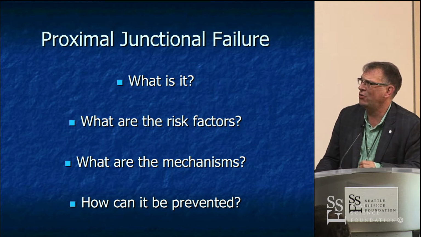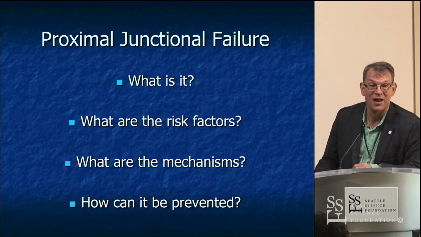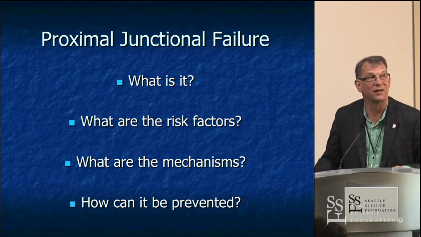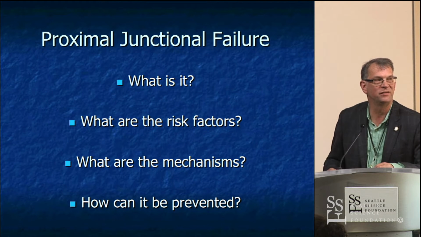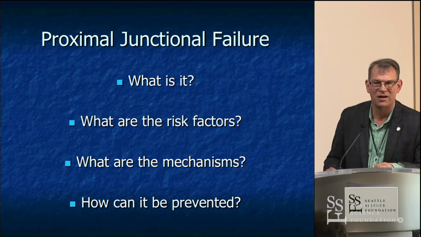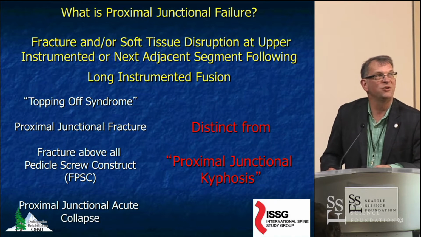This talk is going to go through a bit about the definition of what we mean by that phrase, proximal junctional failure. We'll talk some about the risk factors. There are patients who are more likely to develop this complication than others. And we'll talk about the mechanisms by which this occurs. And finally, some discussion of how we might think to prevent this and reduce the rates in this patient population. So what is proximal junctional failure?